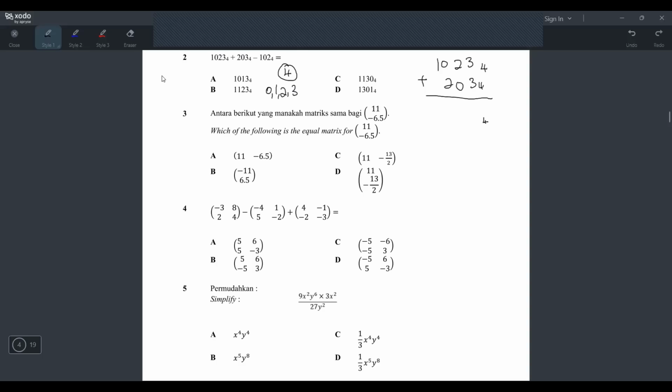For example, I say base 7. What would be the highest digit? You can only see 0, 1, 2, 3, 4, 5 until 6 only, because the highest digit is always 1 less than the base. Okay, so erase this one.